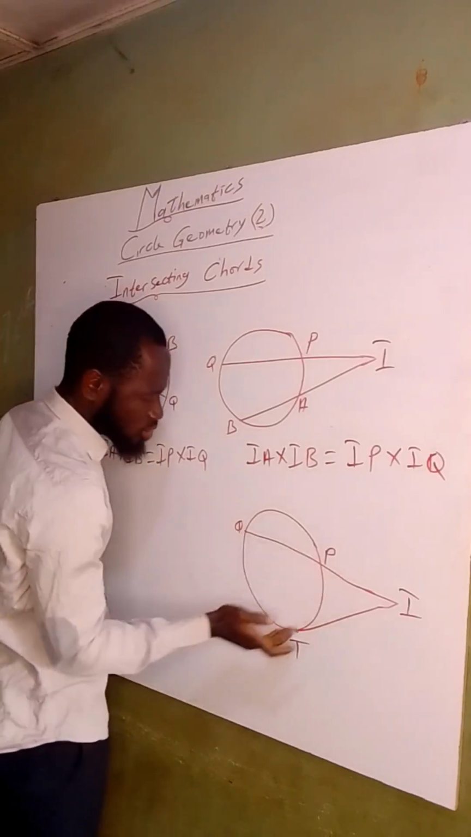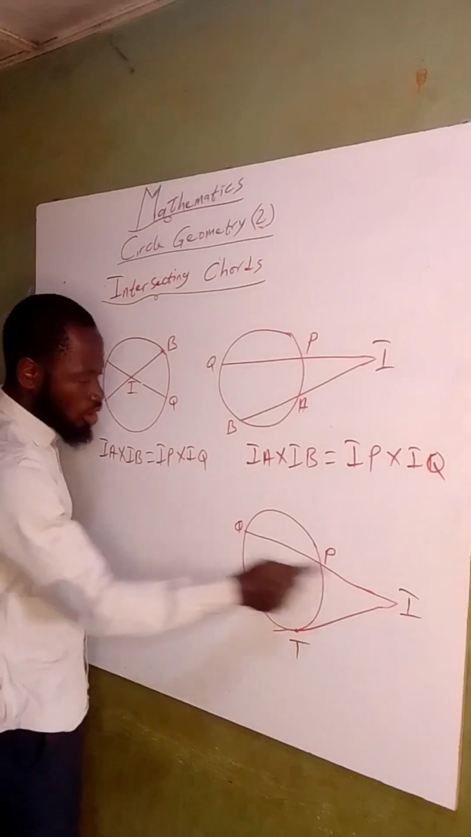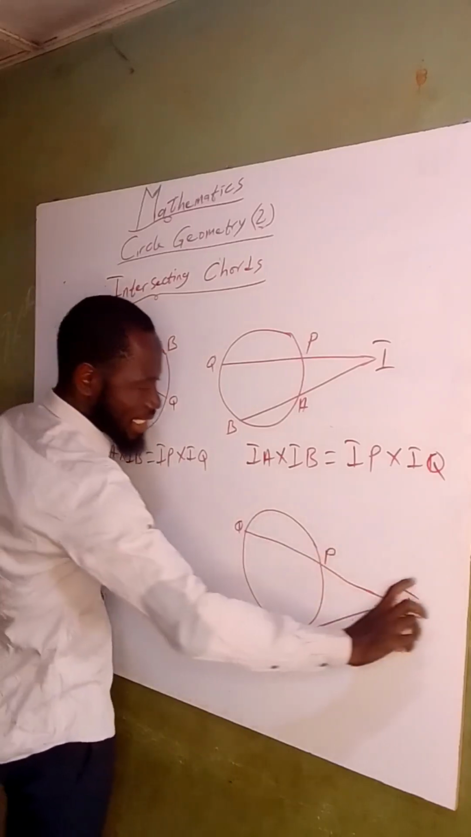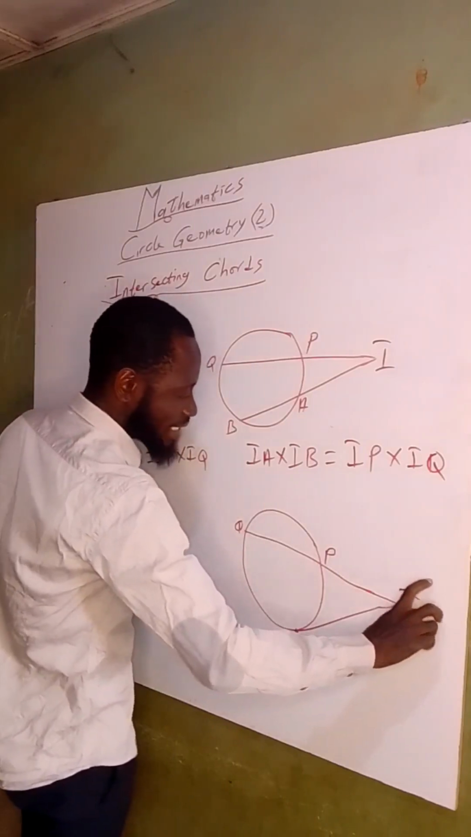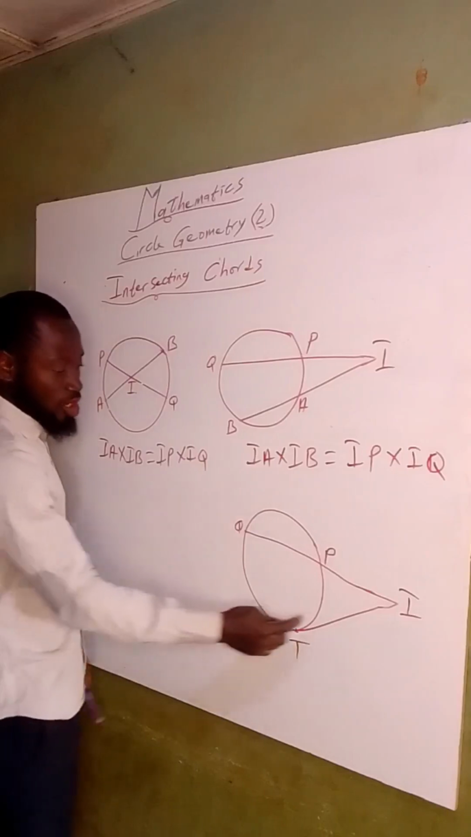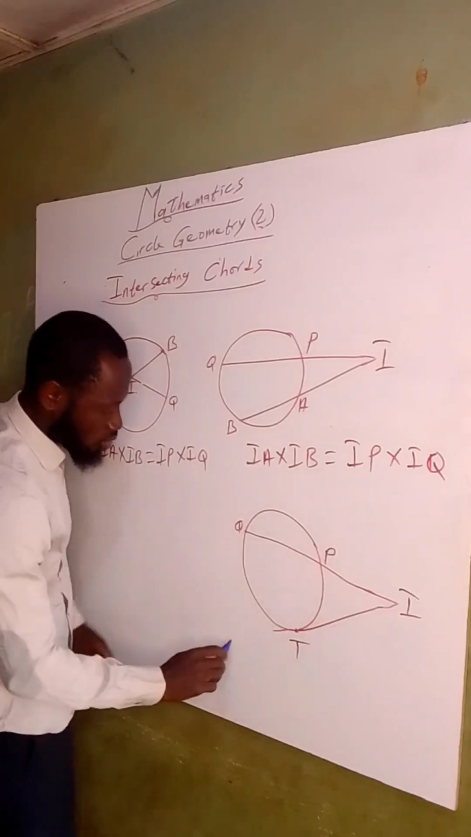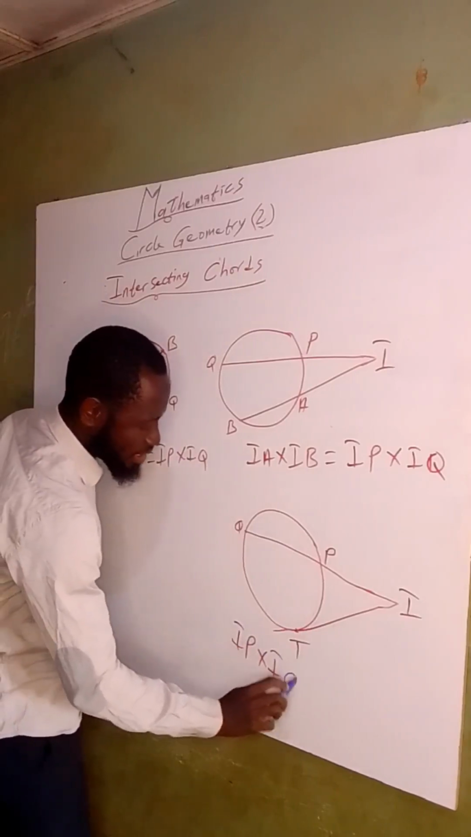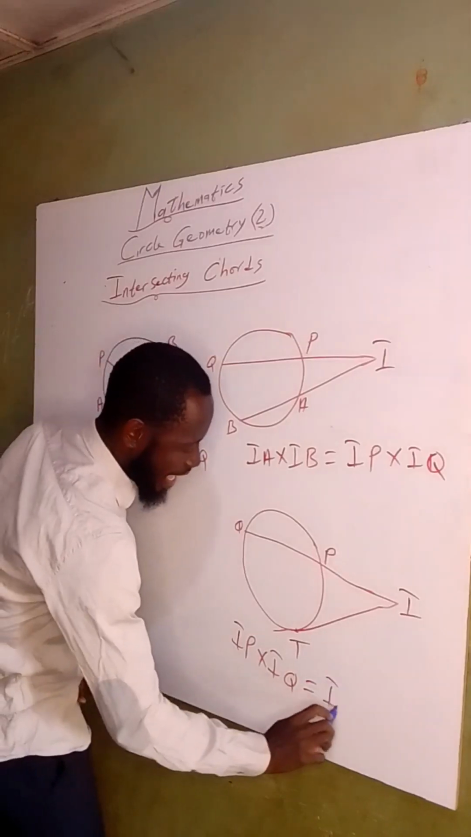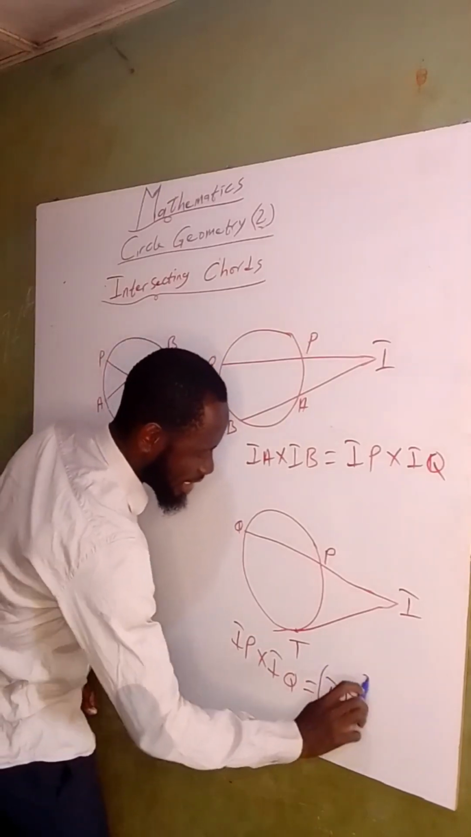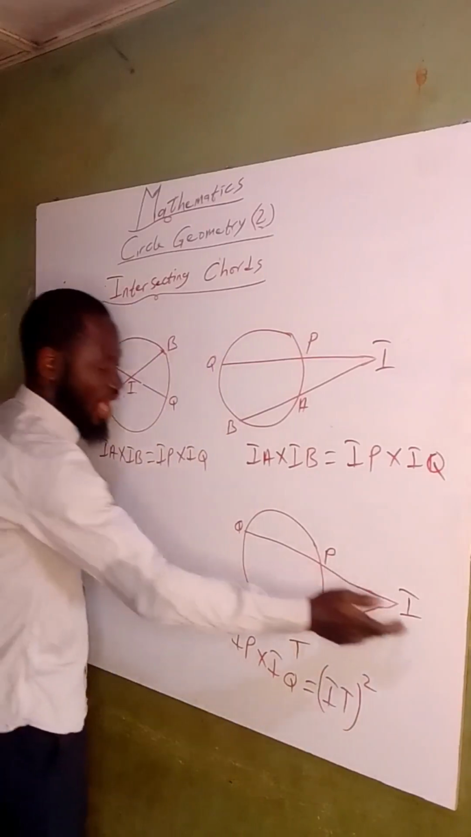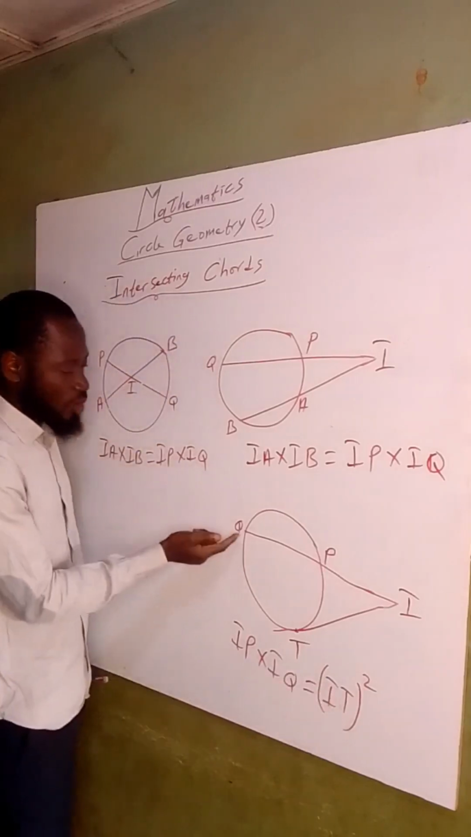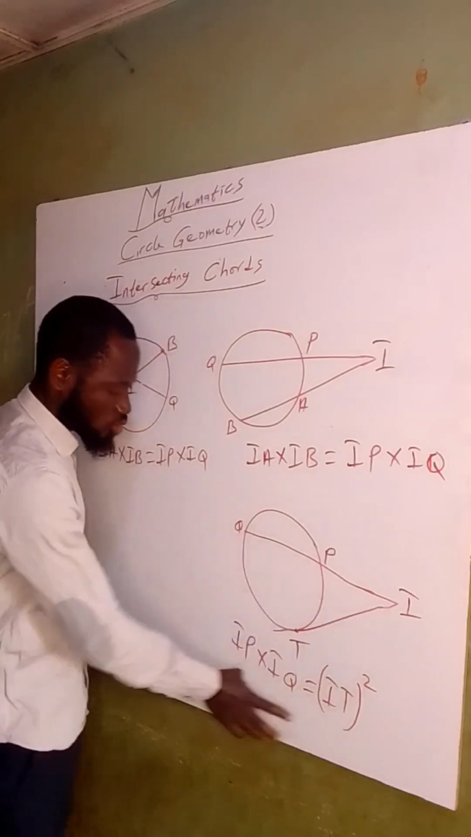But what of this? What if we have a chord and a tangent? You can see QP is a chord and IT is a tangent, and their point of intersection is I. Then whenever we have this, because this one is not a chord, that's going to give us IP multiplied by IQ equals IT squared. We're supposed to have IT times IT, and IT times IT gives us IT squared. So whenever we have a chord and a tangent, it's going to give us this.